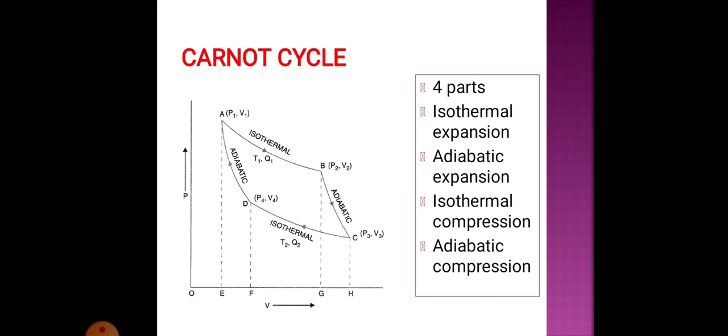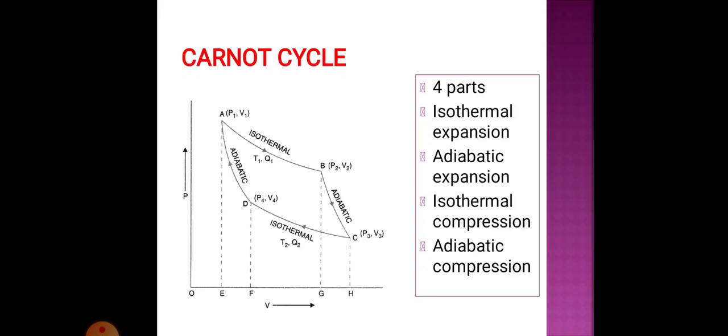The third segment is isothermal compression. It is denoted by the segment CD. Segment CD indicates isothermal compression. It is taking place at constant temperature T2, and Q2 is the heat rejected during isothermal compression.